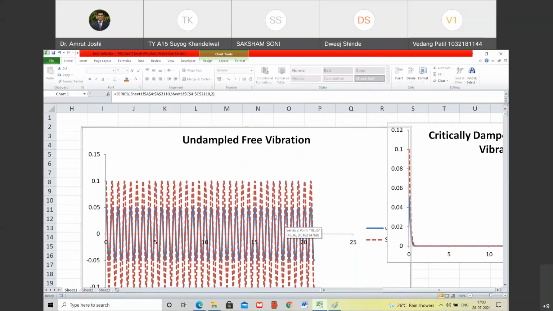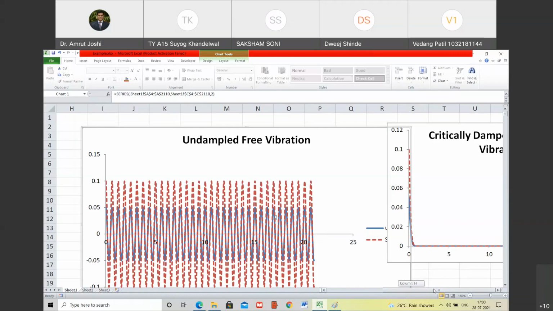The system doesn't stop. It keeps on oscillating forever in both the cases. Second observation, the period of the signal does not change. Whether I move it by 50 mm or 100 mm, it is going to vibrate with the same frequency forever. Third observation, the system travels across the mean position on either sides. The mass travels across the mean position on either sides. Agreed?